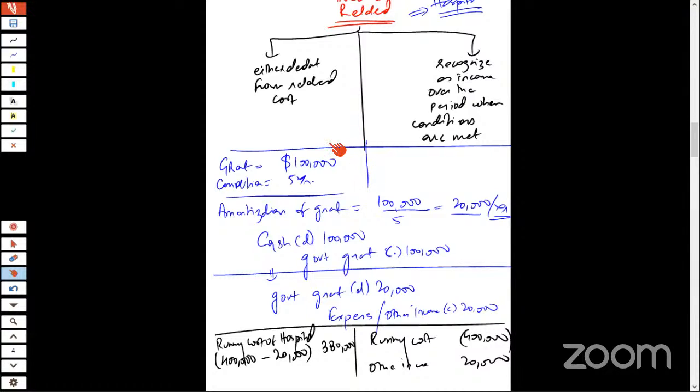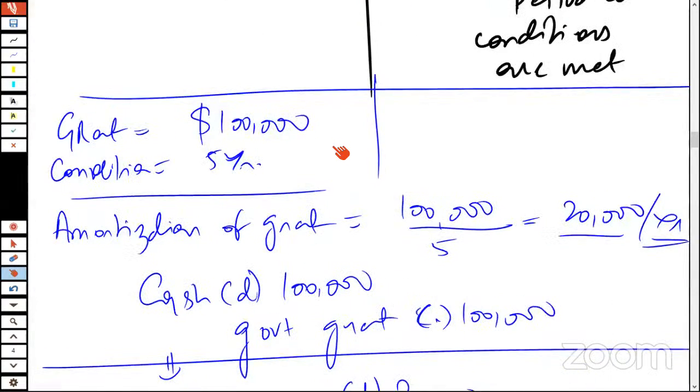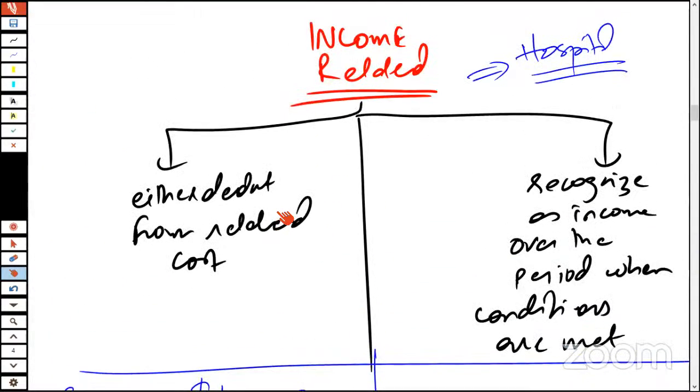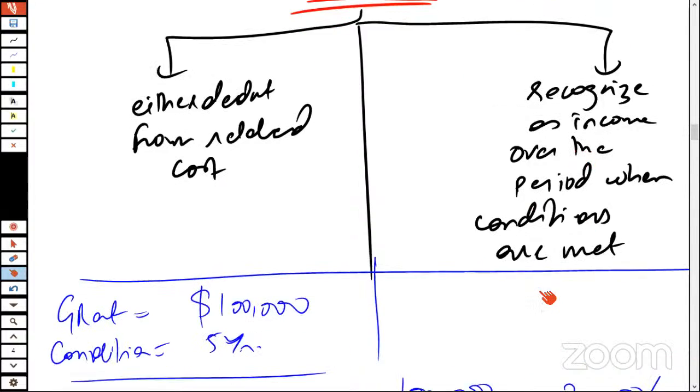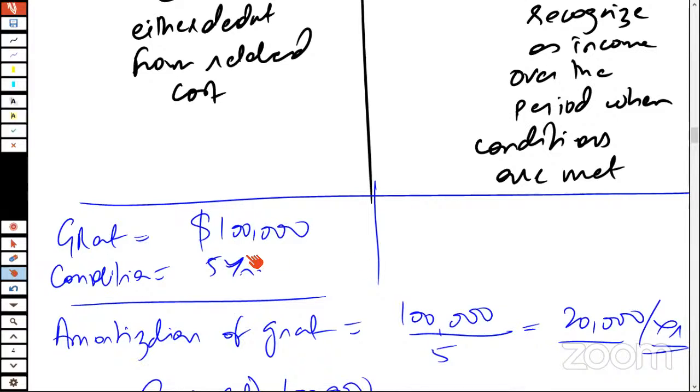There are students asking questions about what is the treatment. Let me repeat. I told you people that whenever you have got income related grant, you would present it like this. Either you would deduct it from the related cost or you would show it separately as an income. I took an example that you receive a grant of $100,000 with a condition attached to it of 5 years. So every year there is going to be an amortization of 20,000 for the grant.